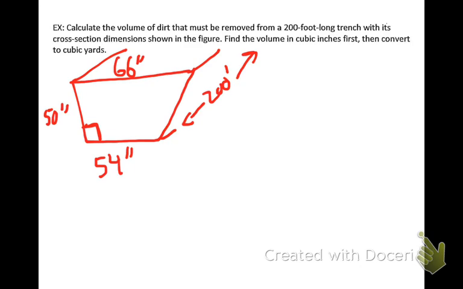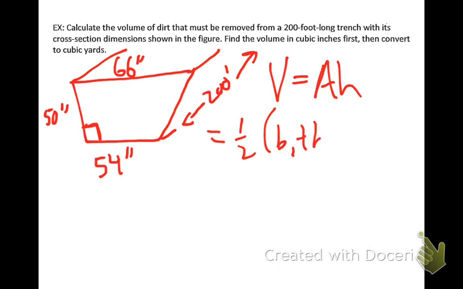So the volume is going to equal, of a prism, what do we use for volume? Volume of a prism, what do you use? Area of the base times height. Yeah, big A times H. So then big A is going to be equal to 1/2 base 1 plus base 2 times little h, and then times the overall height. And we plug in our numbers.